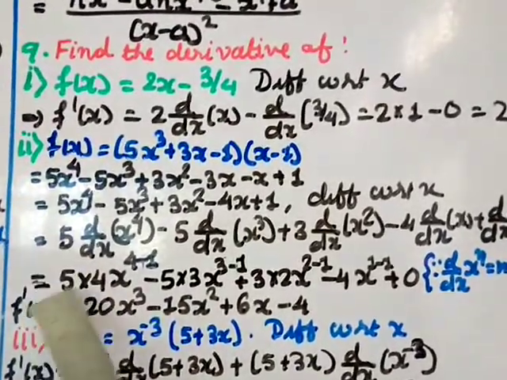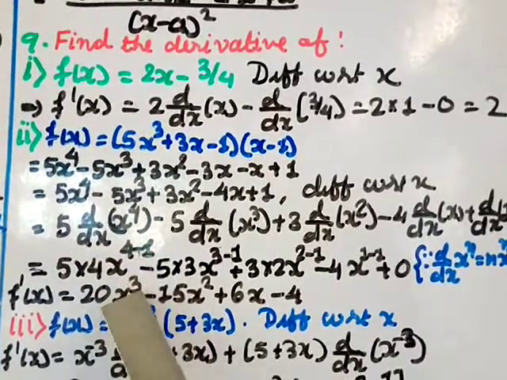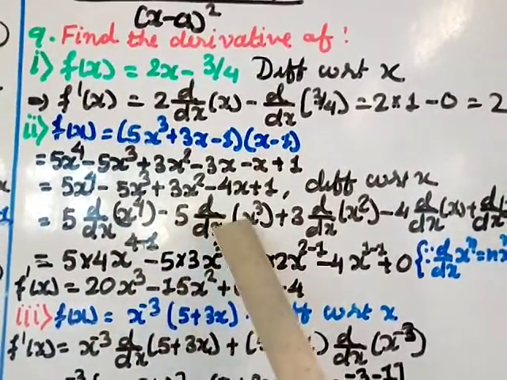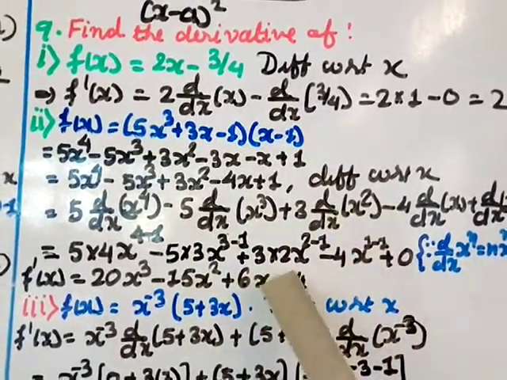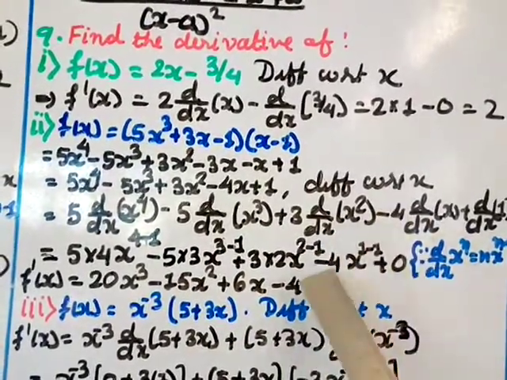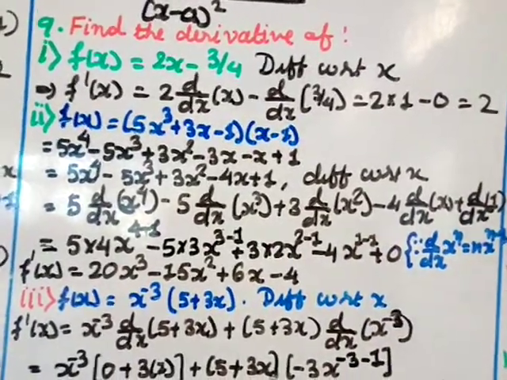Okay, so 5 into x power n, that is x power 4 here, so 4 into x power 4 minus 1, minus 5 into x power 3, that is 3 into x power 3 minus 1, plus 3 into x square, that is 2 into x power 2 minus 1, minus 4 x power 1, so x power 1 minus 1, plus this 1 is a constant, so it will be 0.